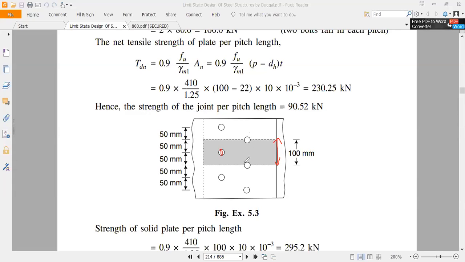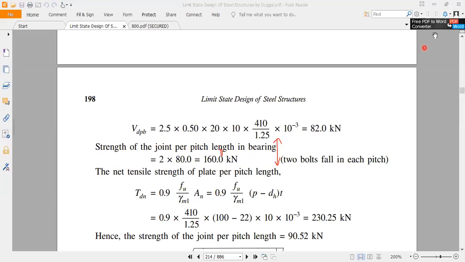Here half portion. So bearing here will be half, only the overlap portion there, and here one half portion. Okay, that's why for per pitch length two bolts are coming. So the strength of the joint in bearing per pitch length will be equal to 2 into this. Okay, 2 into 82 basically.